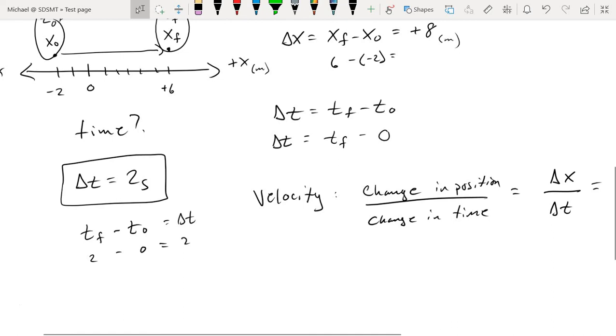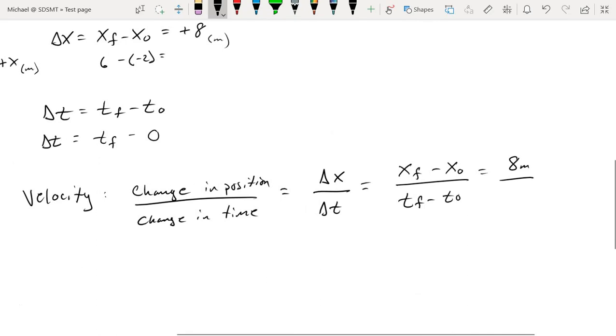But what if we had something else, like maybe I messed up with my stopwatch and I didn't start measuring until 3 seconds. Well, it's still going to take 2 seconds to get from the initial position to the final position, so we still have a time interval of 2 seconds. The only difference is how that initial and final time value is expressed. Either way, it's 2 seconds.